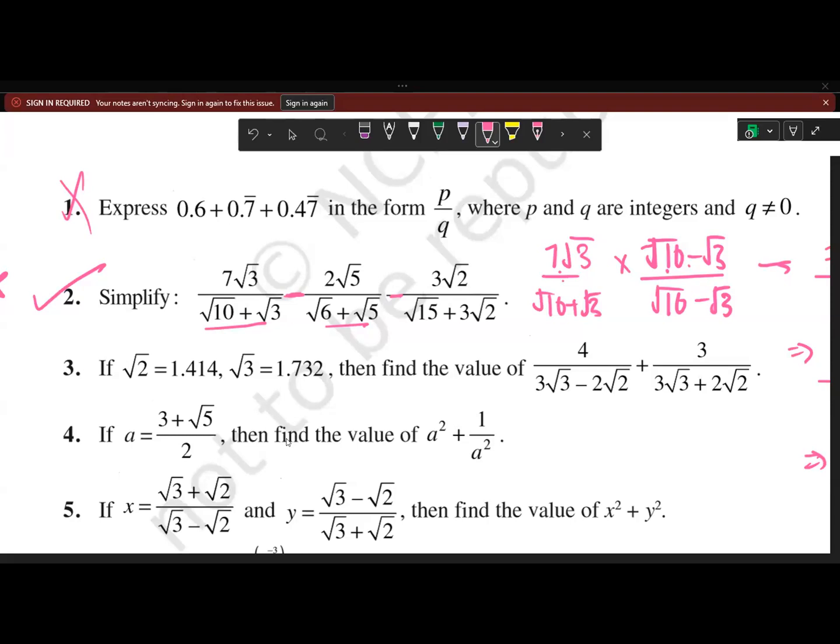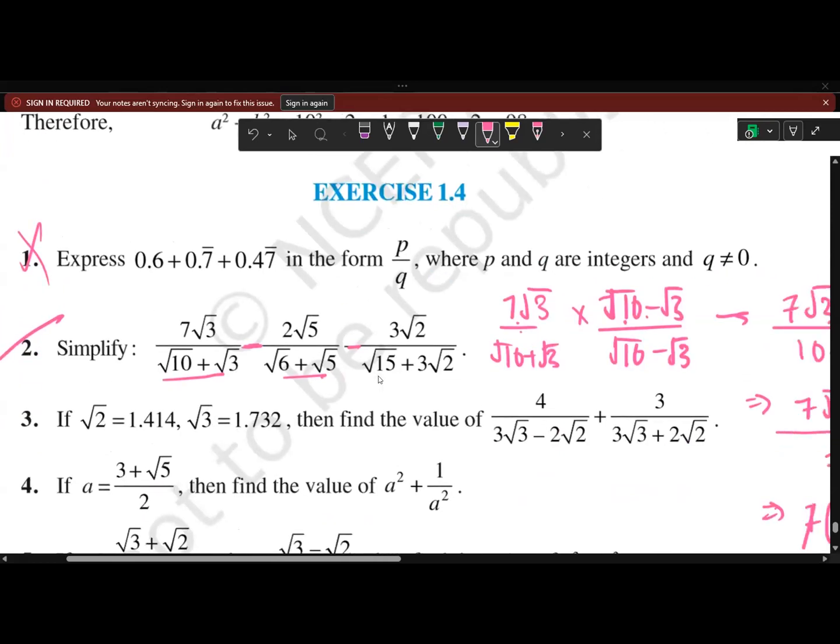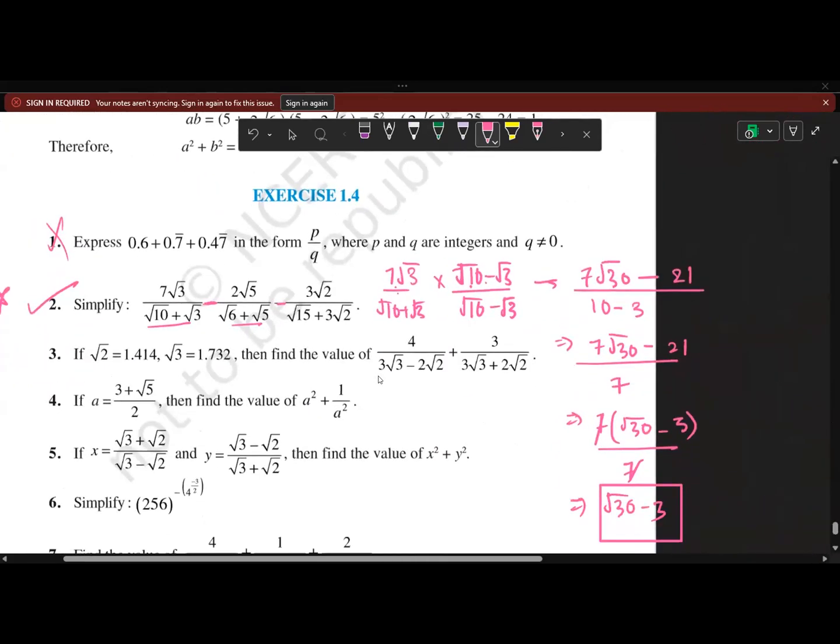Ma'am, I tried to solve the question. Can you please tell me what we should do after simplification? Okay, so did you get the rationalized form for all three? No, ma'am. Actually, I just tried the answer. I did not get the correct answer. Tell me whatever you have tried. See, 7 root 3, first I have only done, right?